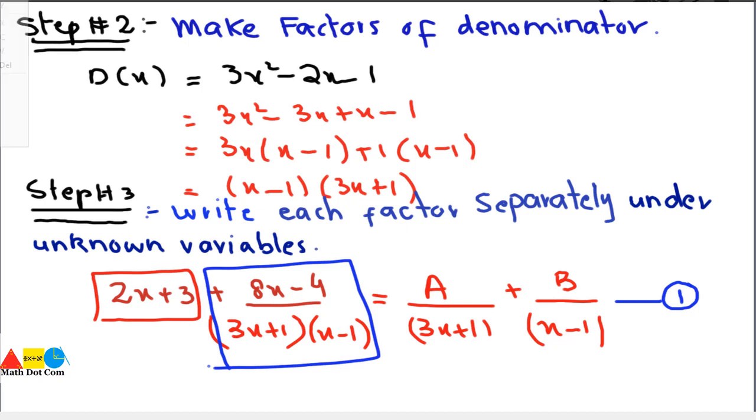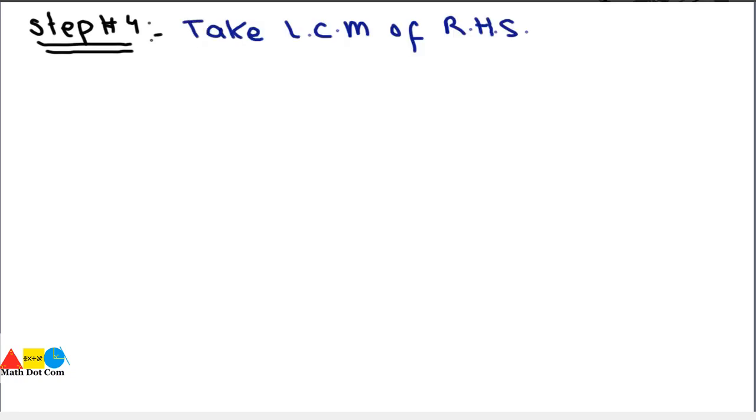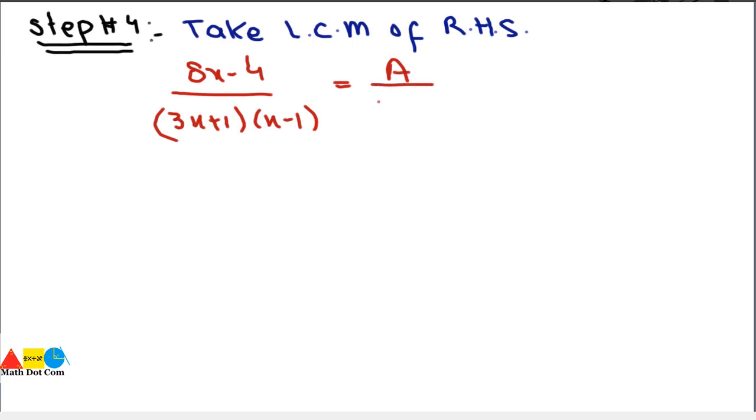Now we move towards step number 4, that is take the LCM of the right hand side. For taking the LCM, we will write the entire equation again as 8x minus 4 divided by 3x plus 1 and x minus 1 equals a divided by 3x plus 1 plus b divided by x minus 1.